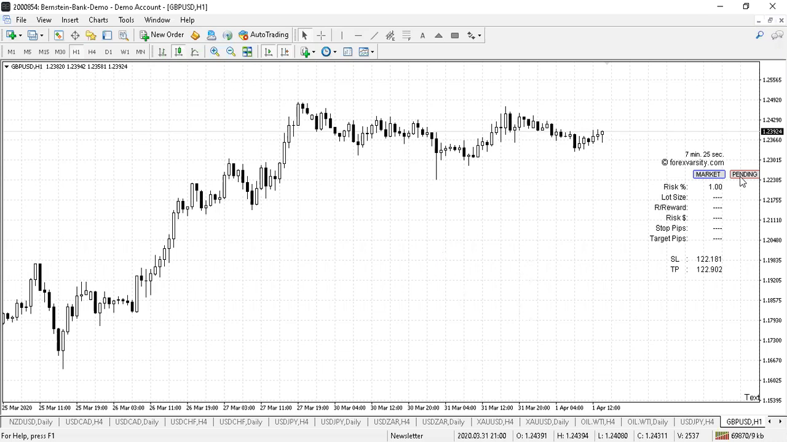Again, you'll have three different points. You'll have your entry point, your stop loss, and your take profit as normal. The only difference is that your entry point, instead of being at the current marketplace, is going to be somewhere different. It could, for example, be a breakout, or for some other reason you just choose to do a pending trade.